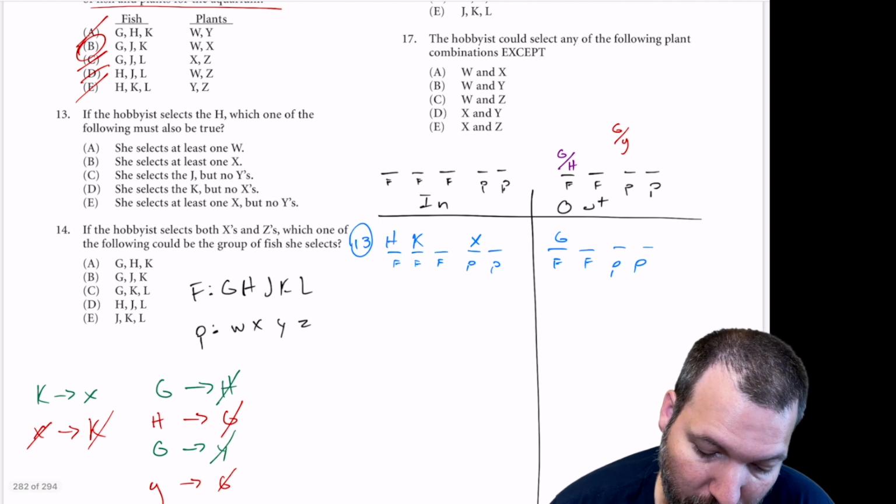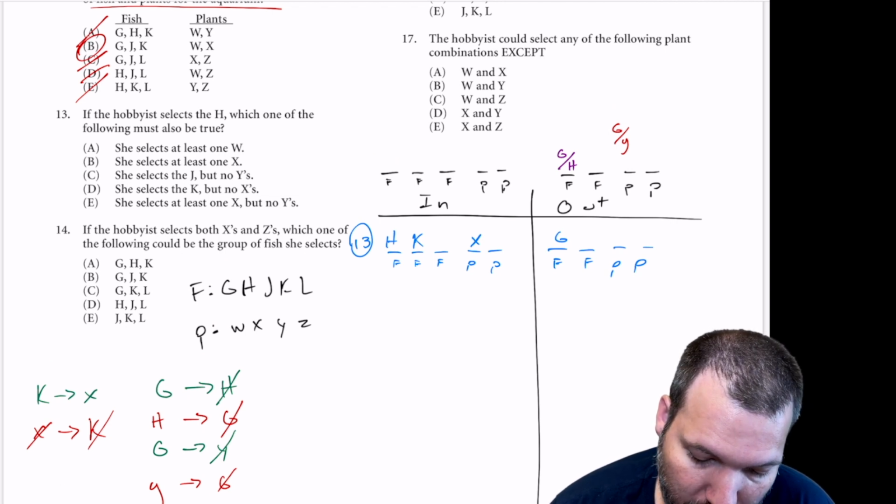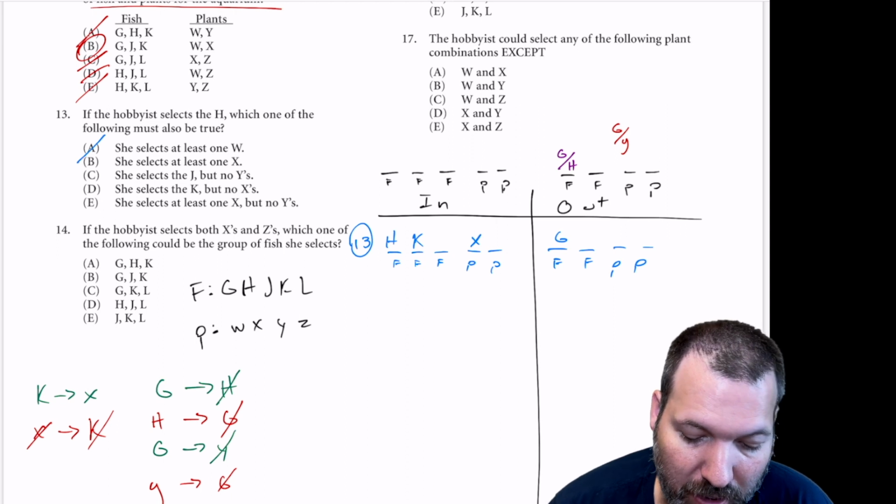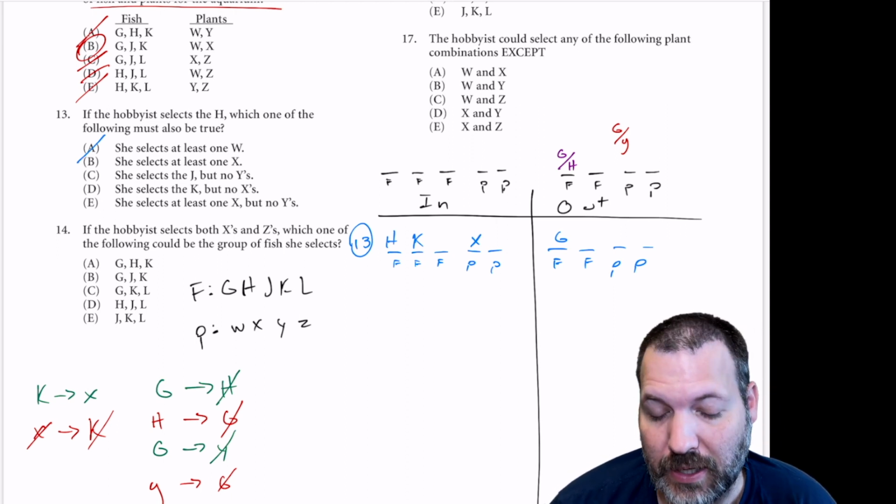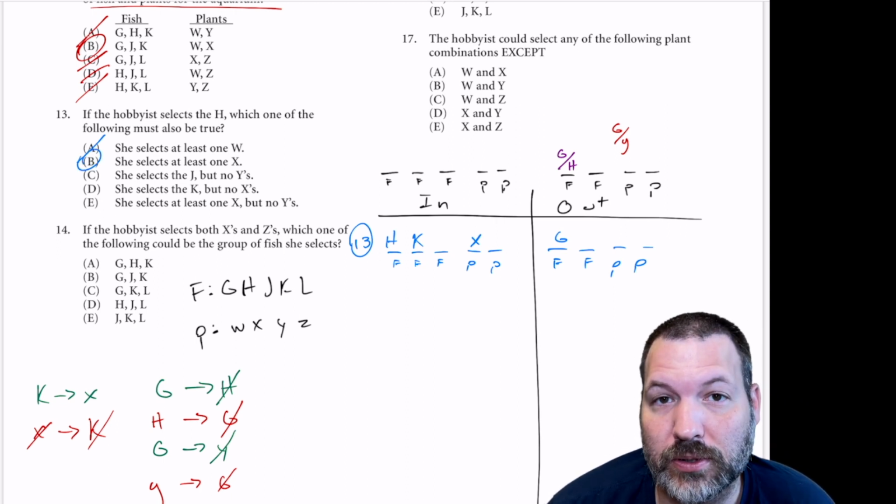What must be true? She selects at least one W. Again, that's possible, but I don't think it's a must be. She selects at least one X. Yes, right? That's the one. So B is the best choice for number 13.